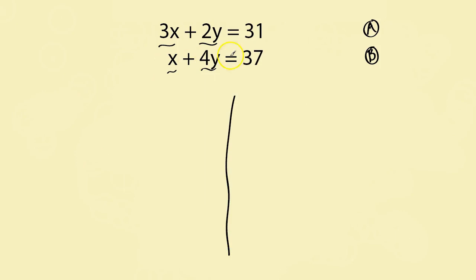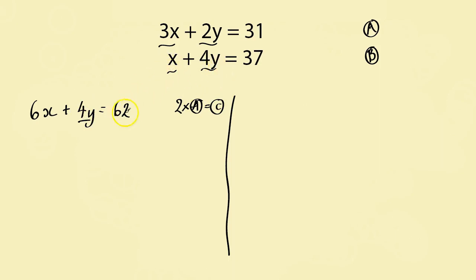So I'm going to double A to give me a match of 4y. So 2 times A would give me equation that we'll call equation C. So 2 lots of 3x gives me 6x, 2 lots of 2y gives me 4y, and 2 lots of 31 gives me 62. Then I can use this with B. Okay, I've got a match, 4y here and 4y here.